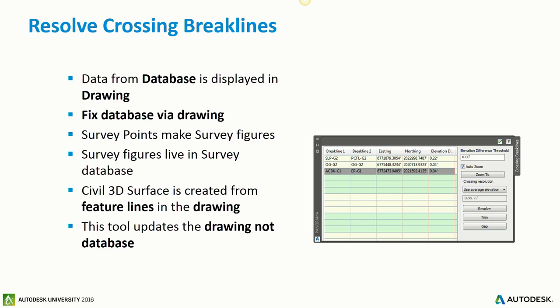So you have to remember that figures, feature, surface. If you fixed a feature line in the drawing, next time it's not going to be fixed for somebody else, so you got to go back and fix it in the database first, and then reinsert in the drawing, and then make a surface from that. Anyway, so this is the whole saga of resolve crossing break lines, and this was the important point I wanted to bring to your notice.